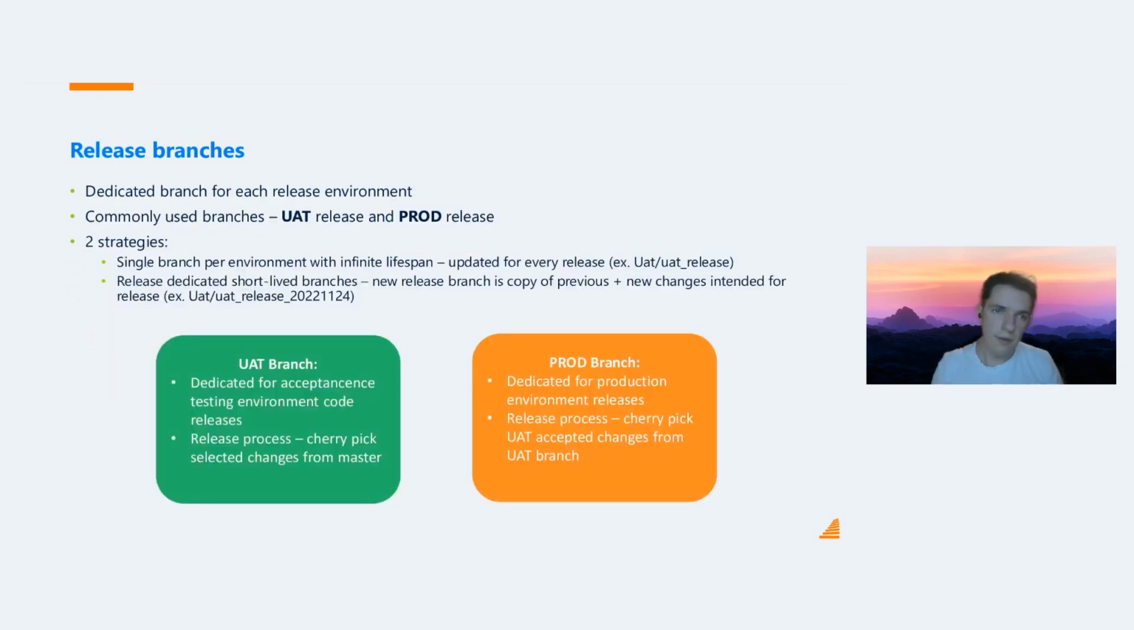Okay, so that was the feature branch. We discussed master and feature branches, and now let's discuss the release branch. Usually we have dedicated branches for every environment. So usually it's UAT for the user acceptance and production for, well, the production environment. And there can be two strategies for this one.